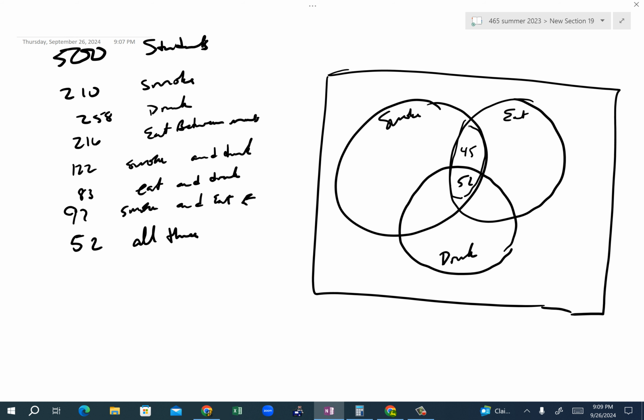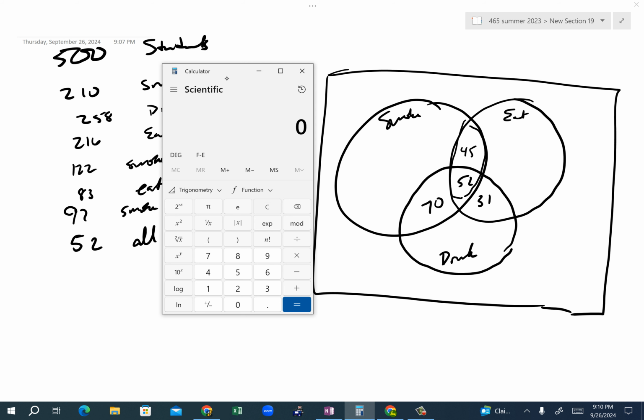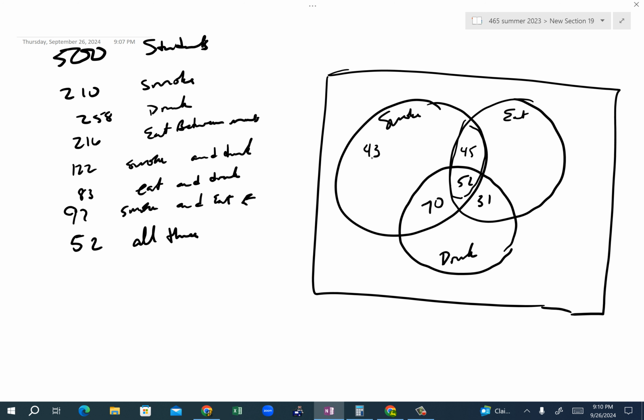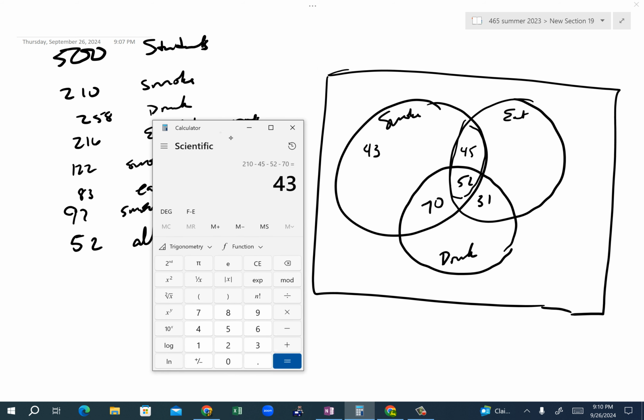How about eat and drink? Eat and drink is 83. That makes that 31. Smoke and drink is 122. So that's 70. And then total smokers is 210. So 210 minus 45 minus 52 minus 70 is 43. There are 43 people who only drink. But everybody in the circle smokes. All right, I'm sorry. 43 people only smoke. That's what I meant to say.